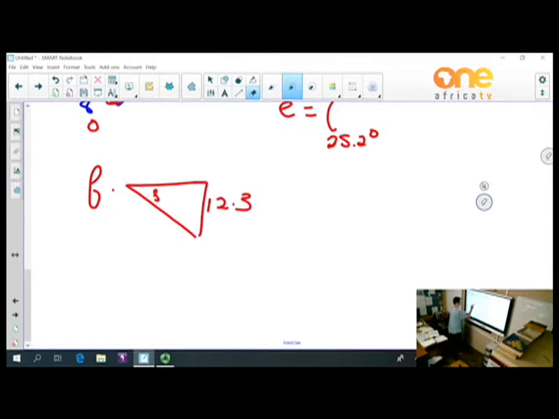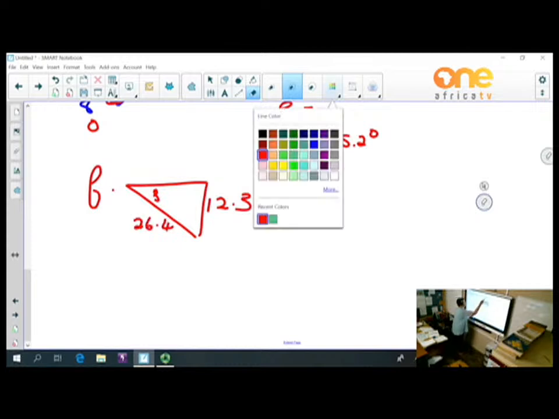And the very last one, number F, there you are, 12.3, this is F, and 26.4. Which function will we use?